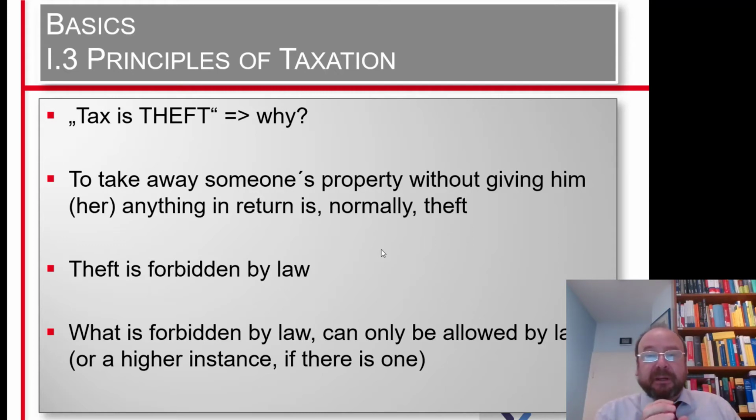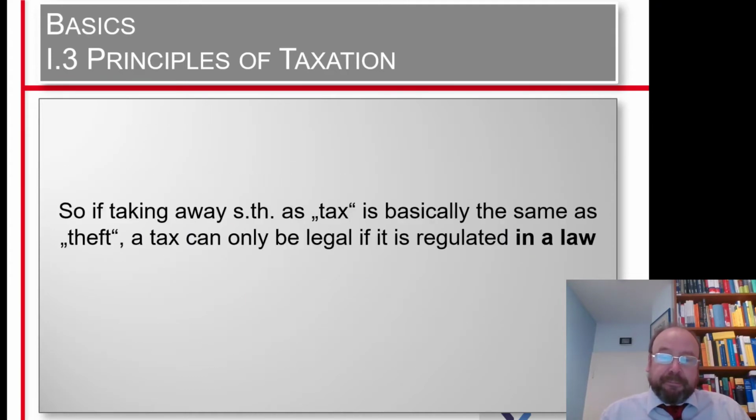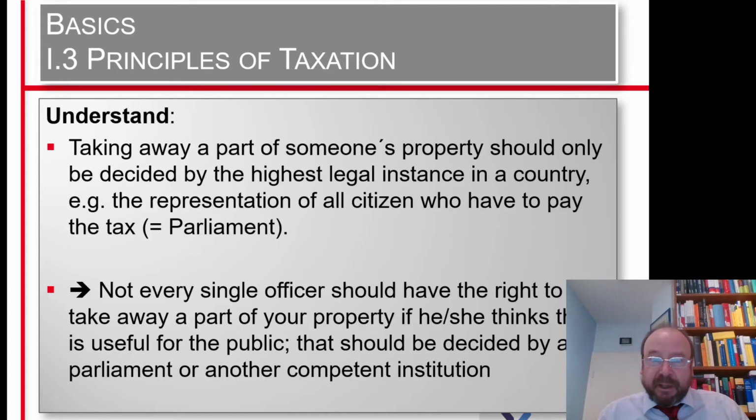Now you can even bring the parallel or regard the parallels more closely. Theft is forbidden by law. If taxation in its basic nature is nothing else than stealing, now done by the state, you have one simple insight, simple conclusion. If stealing is forbidden by law, then things which are forbidden by law can only be allowed by another law. And that brings us to the necessary conclusion that usually taxation can only be allowed by a law, because otherwise it ends up or can be qualified as something which is forbidden. So only a law can bring an exception to what is forbidden by a law. Yeah?